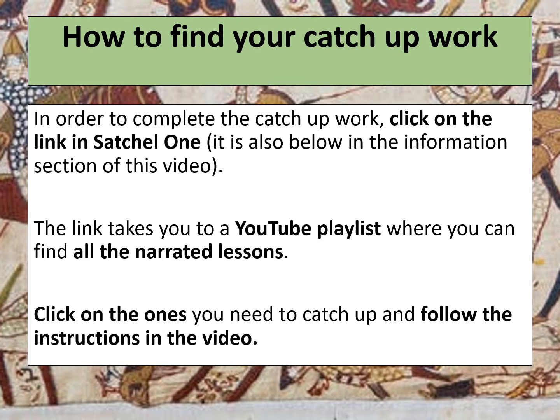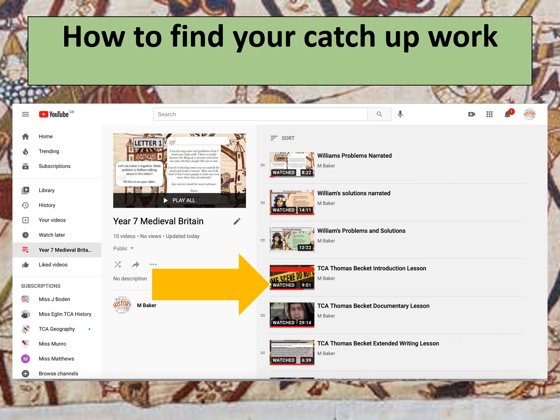You then need to click on the videos that you need to watch and catch up on, and then follow the instructions in the video. I'm now going to show you what the YouTube playlist looks like so you know where to find your lessons. Here is the YouTube playlist. What you need to do is scroll through and see which videos you have completed and which ones you perhaps need to catch up on. For example, say that I was doing the William's Solutions lesson and I realised that I hadn't completed all the tasks. I would click on this video and complete everything that I needed to.